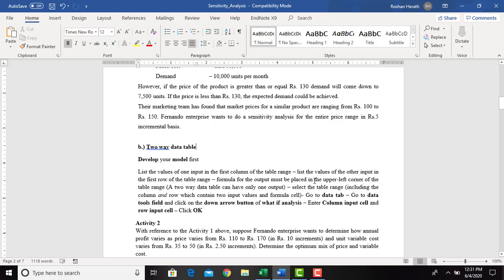The formula must be placed in the upper left corner of the table range.